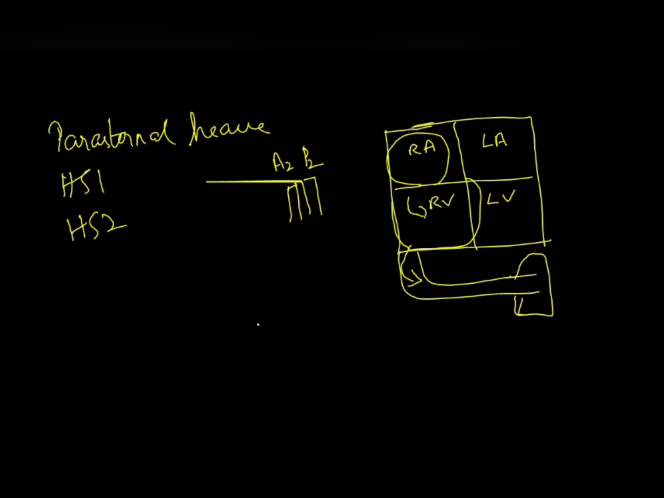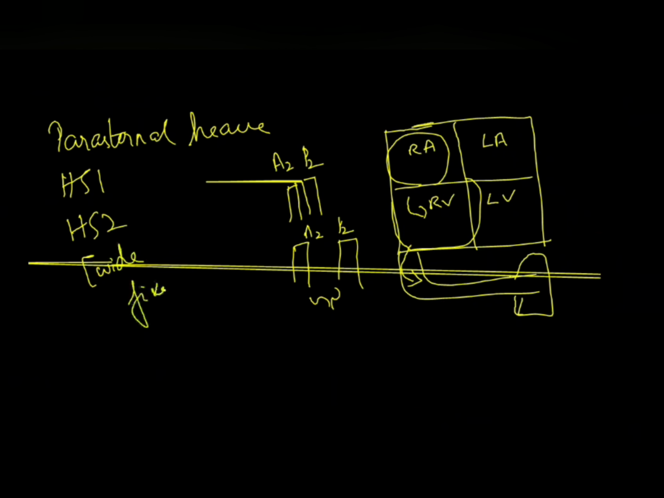So this gap between A2 and P2 is going to be more. So it is going to cause wide splitting of your second heart sound. But the duration between A2 and P2 is going to be the same. So the splitting is typically a wide fixed splitting of the second heart sound. So it is called a wide fixed splitting of the second heart sound.